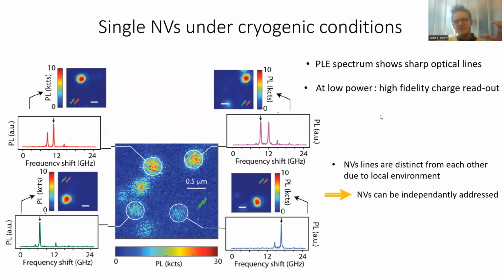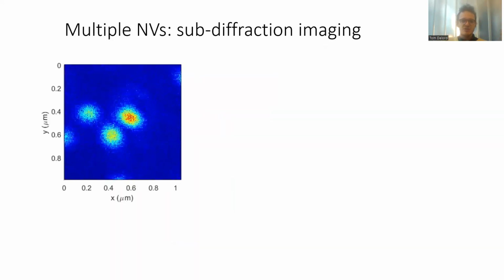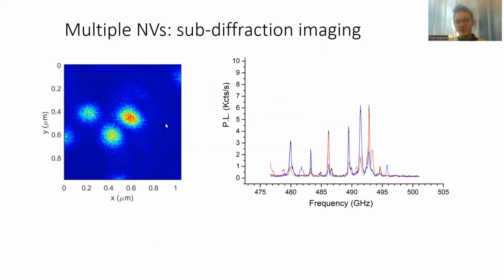Now, what happens if you put those 4 NVs in the same diffraction limited spot? This is what you have in this confocal image. As you see, we have an elongated shape here, and you actually have 4 NVs here, very close to each other. If you look at the PLE spectrum of that spot, this is what you get.